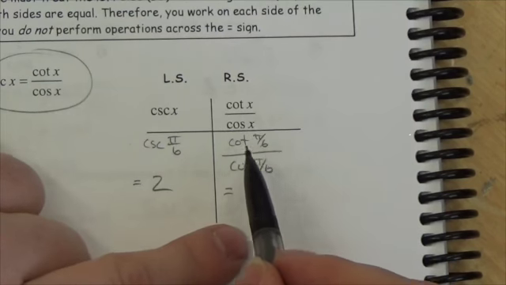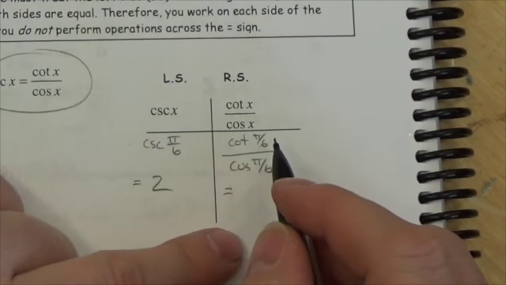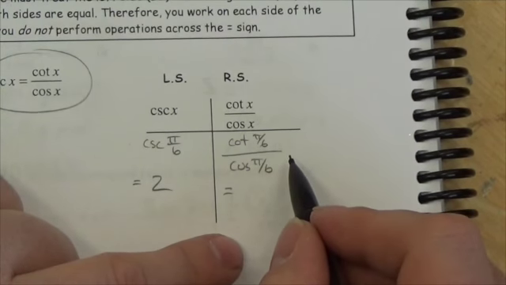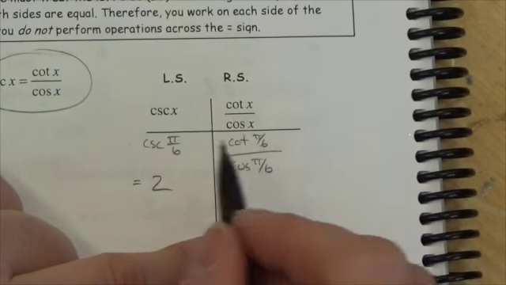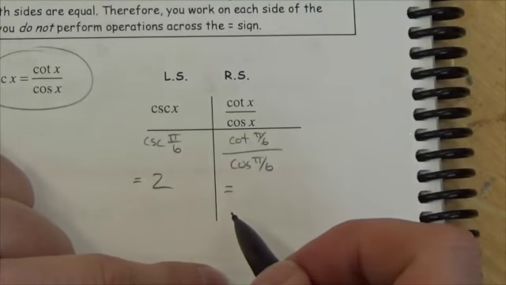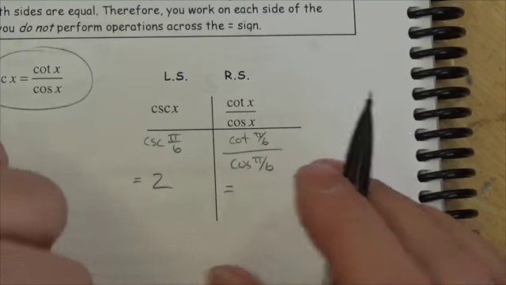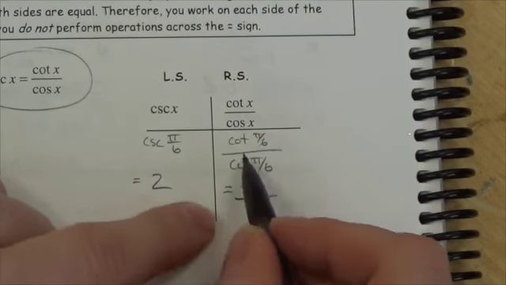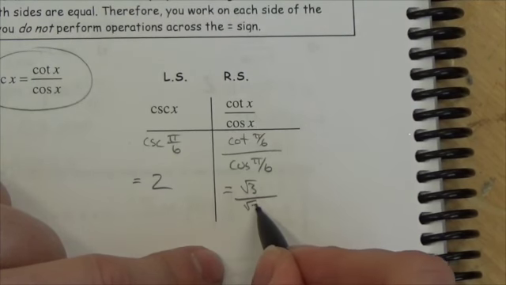Now come over here. Cotangent of pi over 6. That's the reciprocal of tangent. So tangent of pi over 6, again, go to your unit circle, would have been 1 over root 3. So cotangent is going to be root 3. The cosine of pi over 6 is just root 3 over 2.